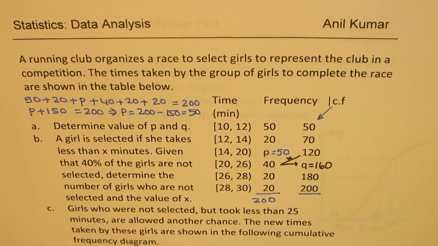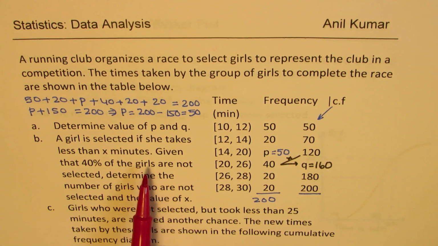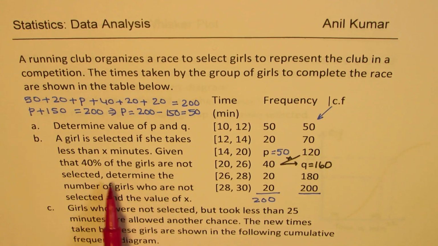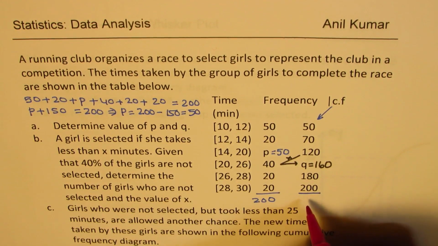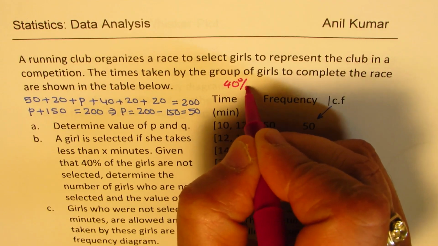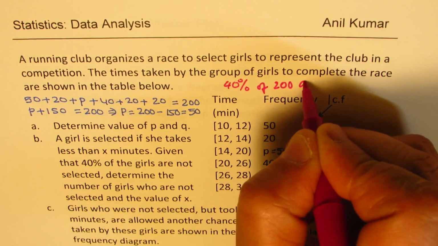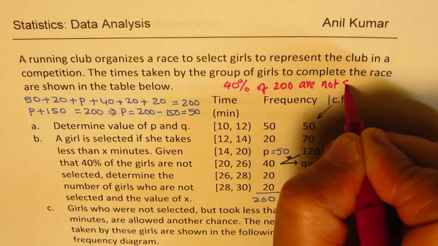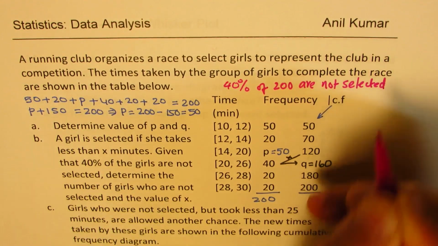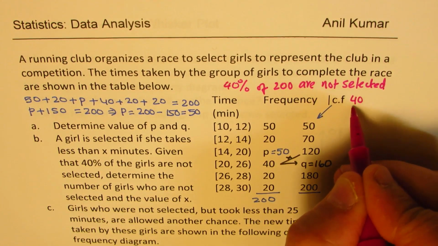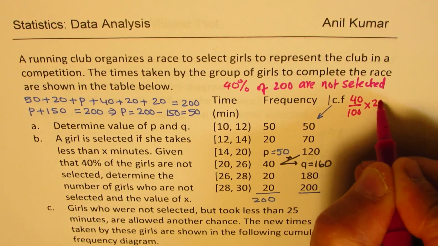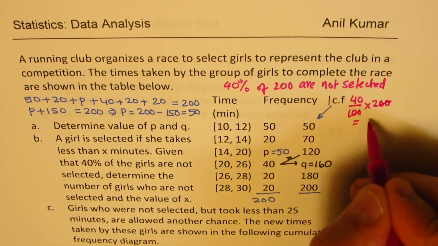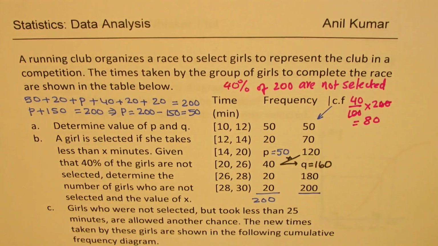Now let's look into part B. A girl is selected if she takes less than X minutes. Given that 40% of the girls are not selected, determine the number of girls who are not selected. So 40% out of 200 are not selected, right? Correct? So that means what? That means 40 over 100 times 200. That means 80. So 80 not selected.